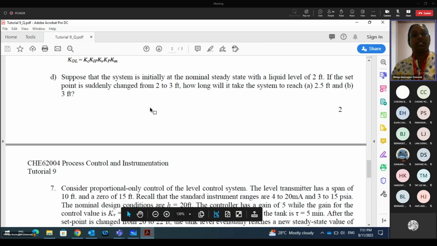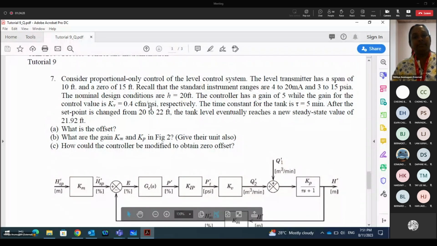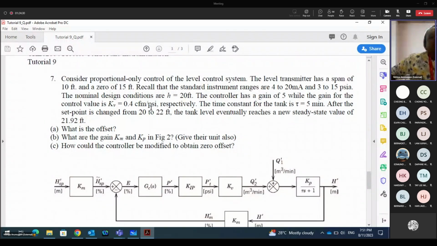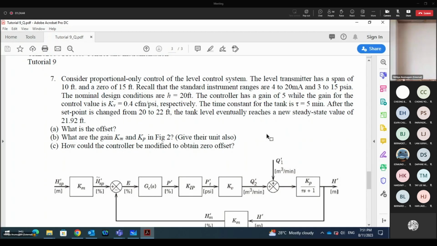All right. This is for the 6th question. Consider proportional only control of the level control system. The level transmitter has a span of 10 feet and a 0 of 15 feet. Oops. Give me a second.